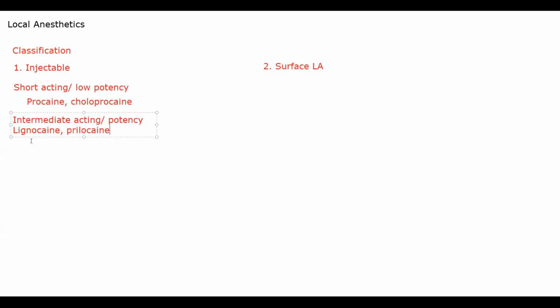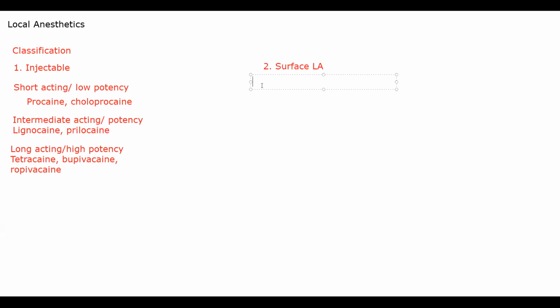Then there is long acting. Long acting means it will not go all the way up to general anesthetic level, but it will be longer than normal, or high potency, a couple of hours. These will include tetracaine, bupivacaine, ropivacaine, all of these. These are injectable, pretty much standard. You inject the drug inside.